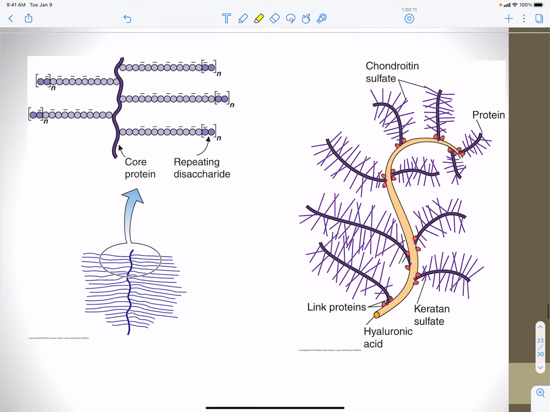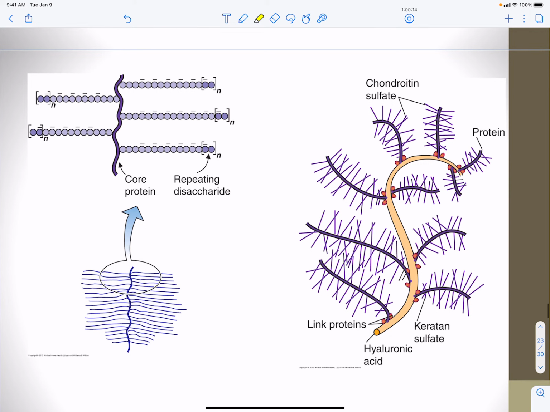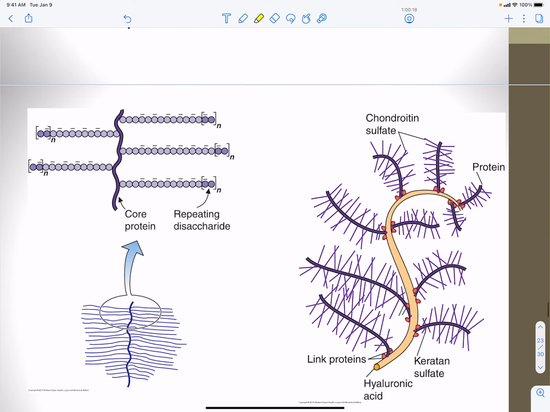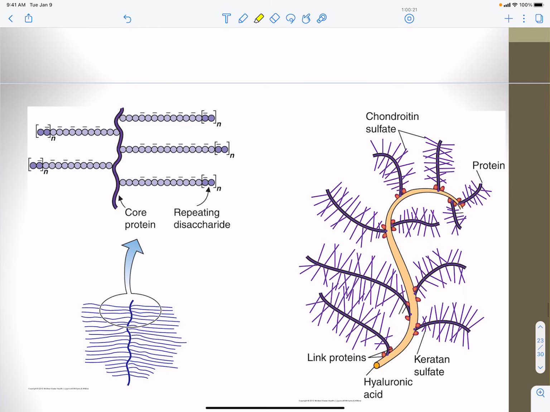All right, and so basically the structure of your proteoglycans are going to resemble a bottle brush. So that is what's shown here. So you get a bottle brush looking structure. And so again, you have your protein core, which is shown here, and then you have your repeating disaccharide units here, and they're just going to repeat.